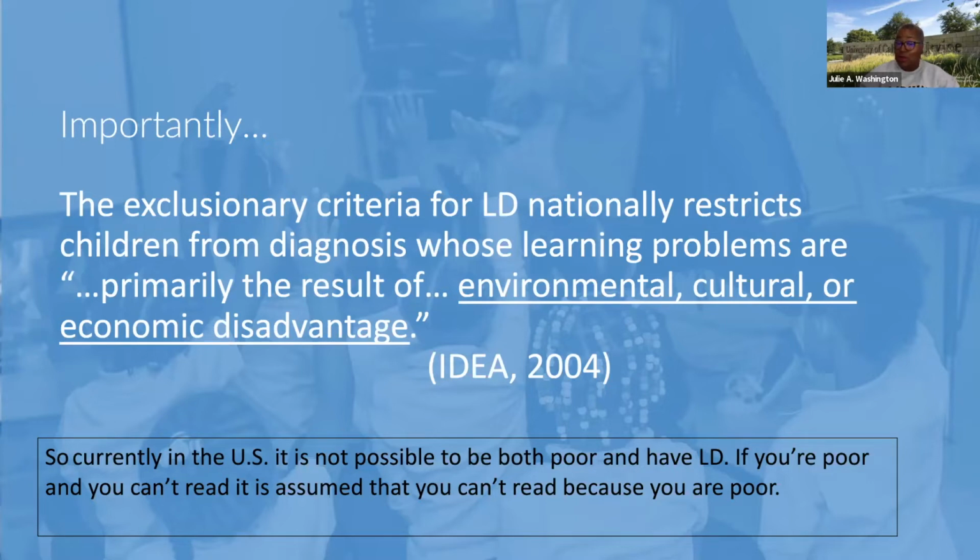So as a result, we do not tend to see children identified with dyslexia, math disabilities, or writing disabilities who are Black and brown and who are poor. So currently in the United States, we've decided that you can't be both poor and have LD. If you're poor and you can't read, we assume that you can't read because you're poor. That's not true.